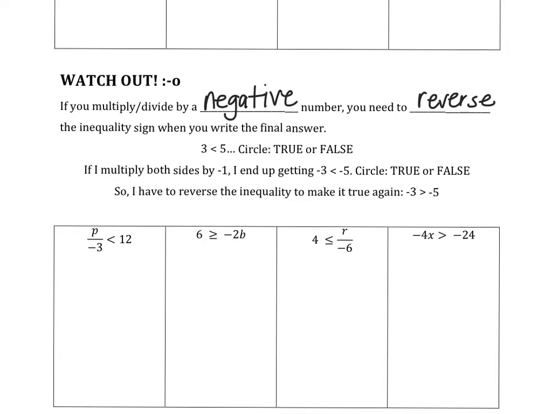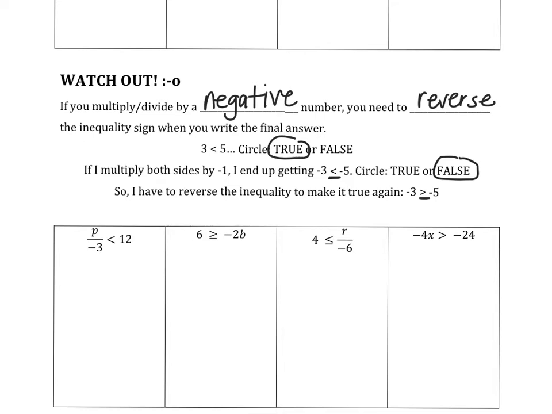So if you say 3 is less than 5, well, that is a true statement. But if I multiply both sides by a negative 1, I end up with negative 3 is less than negative 5. And that is a false statement. So in order to make it true, I need to reverse the inequality sign. Negative 3 is greater than negative 5. So by multiplying each side by negative 1, I have to change the direction of the sign in order to make it true. Let's do some of those and see what that actually looks like.